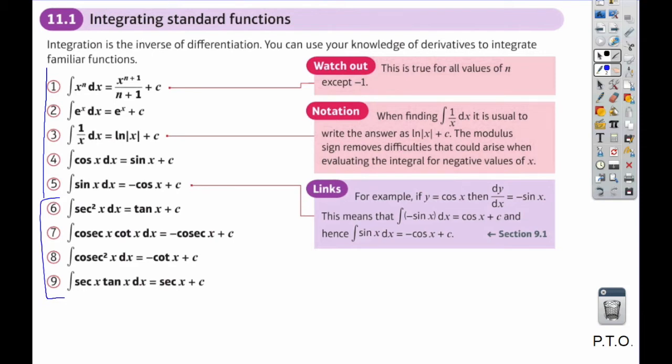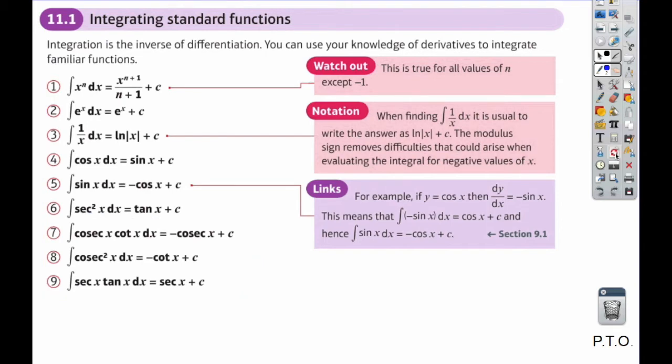So what I'm going to do is just remind you of the derivative of tan x. When you differentiate tan x, you get sec squared x. If you can't remember that, then just write tan x as sine x over cosine x, and then apply the quotient rule on it, and then you'll get sec squared x. So the reverse, the integral of sec squared x is tan x.